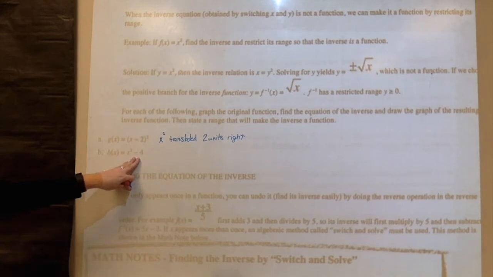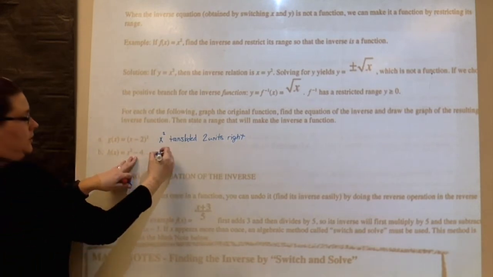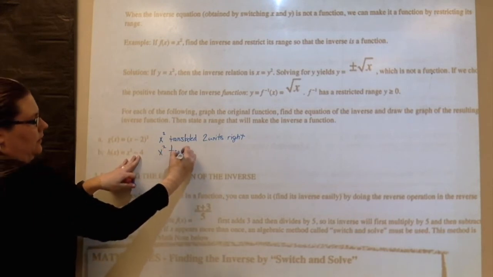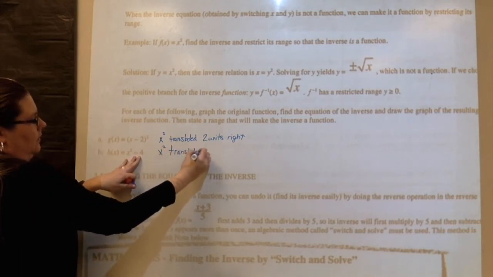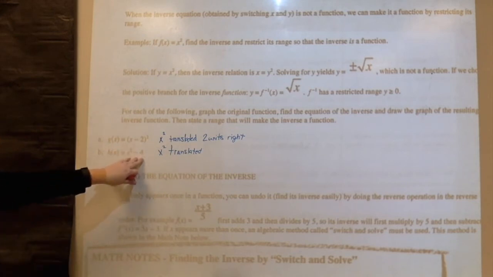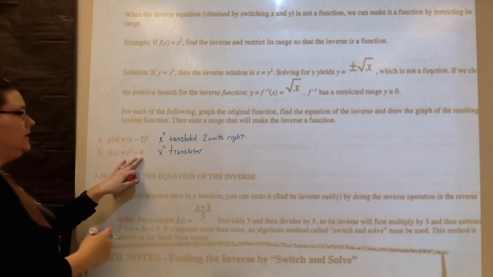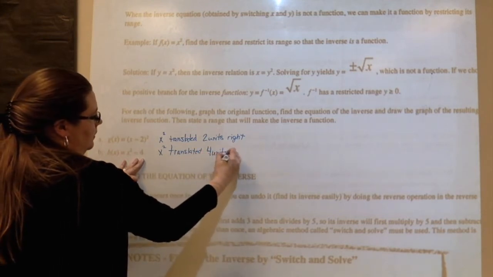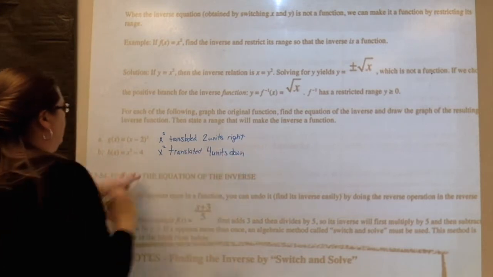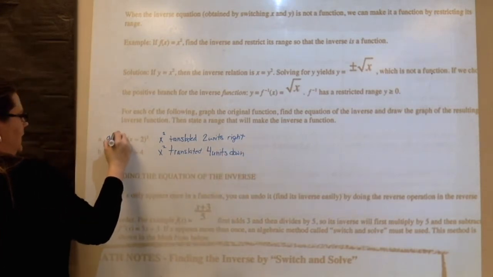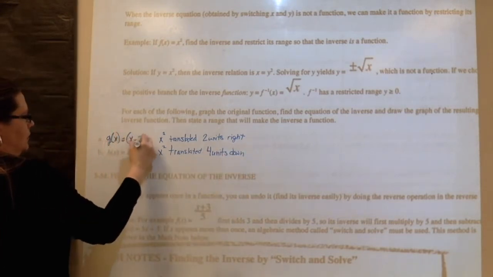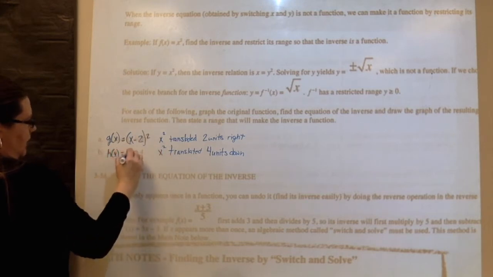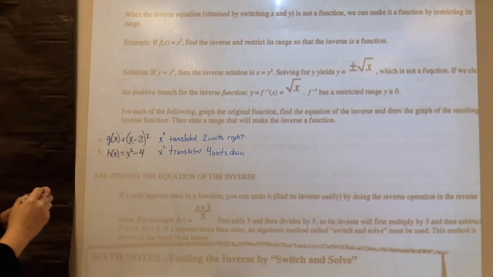So what is this transformation? This is also the basic x squared parent graph, but this one's translated which way? X squared minus 4, if you're subtracting 4 from the whole thing, you're translating down. So we're translating 4 units down. Okay? So this is g of x equals x minus 2 squared. And this is h of x equals x squared minus 4.